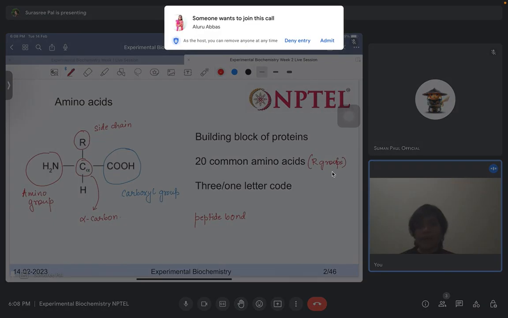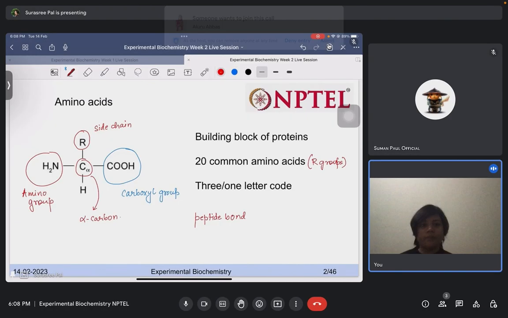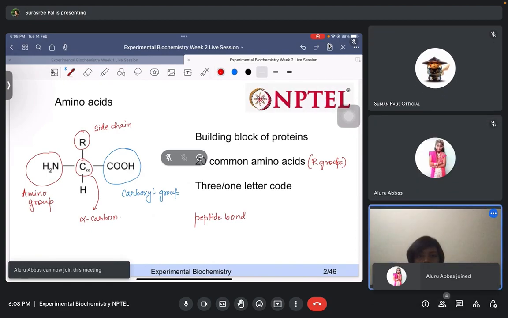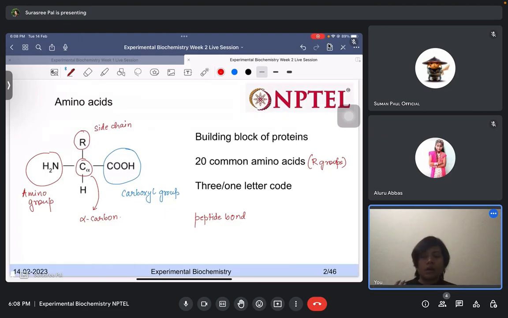Right? And amino acids are usually denoted by a 3-letter code or 1-letter code. So these are abbreviations by which we denote amino acids. For example, in our body we have amino acids like alanine, valine, isoleucine, tryptophan. All these amino acids have been assigned different codes, either 3-letter codes or 1-letter codes. All right, so this is the general structure of amino acids.